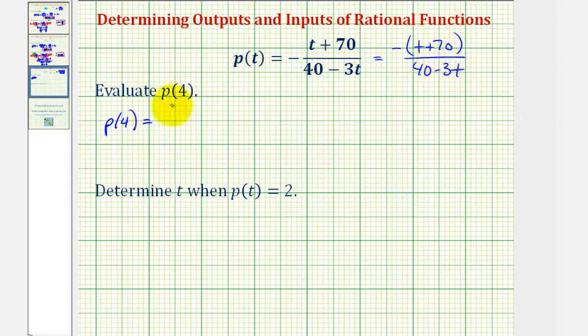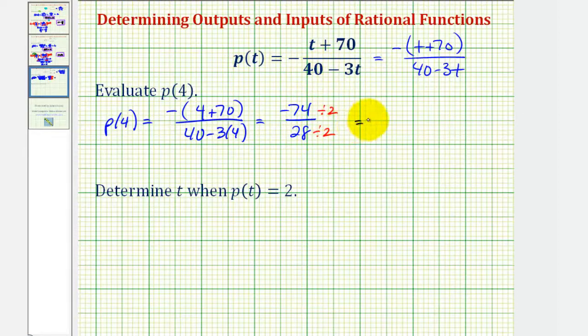So I'm going to use this form here, so we'll have negative and then the quantity 4 plus 70 divided by 40 minus 3 times 4. So here we're going to have negative 74 divided by, this is going to be 28. This does simplify, there's a common factor of 2 here. So this simplifies to negative 37 over 14. So p of 4 equals negative 37/14.